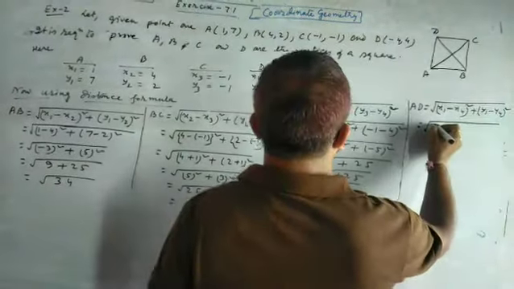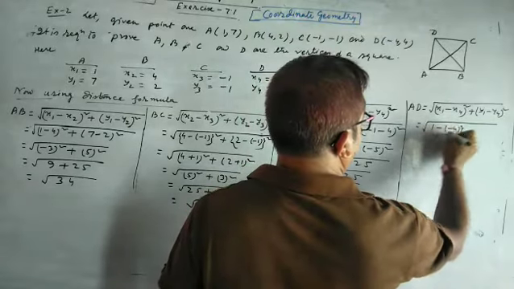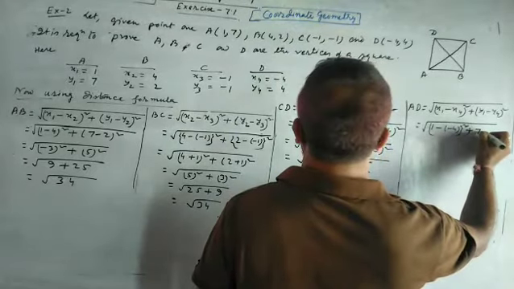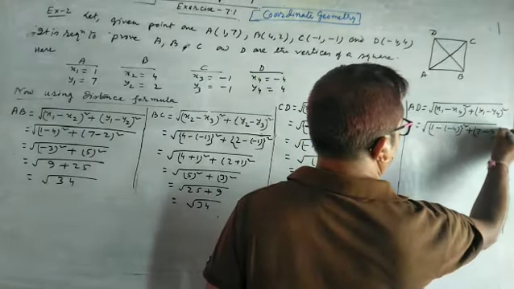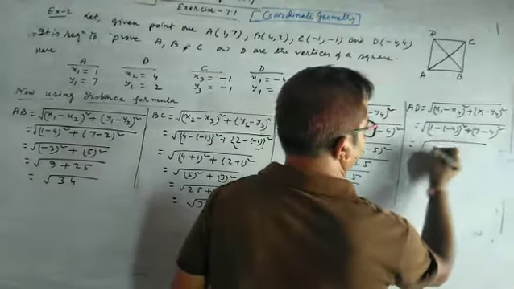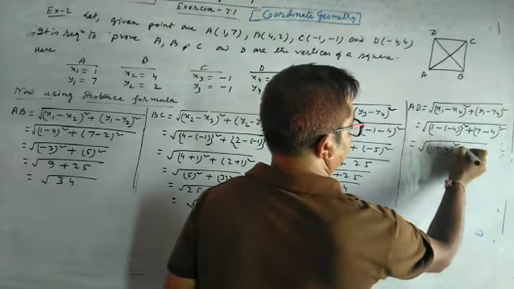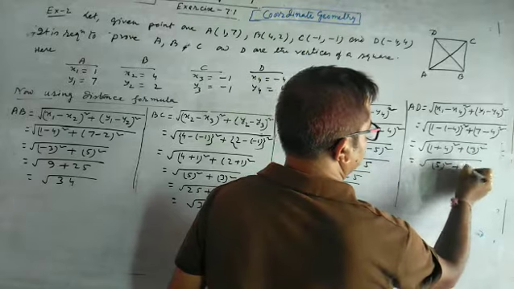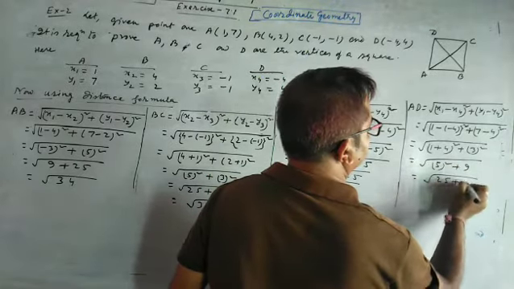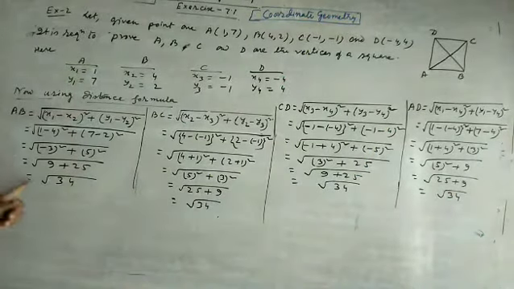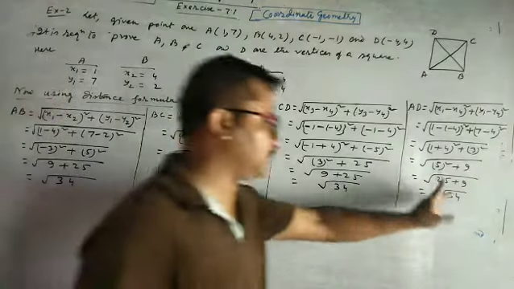Next we find AD. (x1 minus x4) whole square: 1 minus 4, plus (7 minus 4) whole square. 1 plus 4, 3 whole square, 5 whole square, 9, 25 plus 9, root 34. See here, all sides are equal. The distances of all sides are equal: root 34, root 34, root 34, root 34.